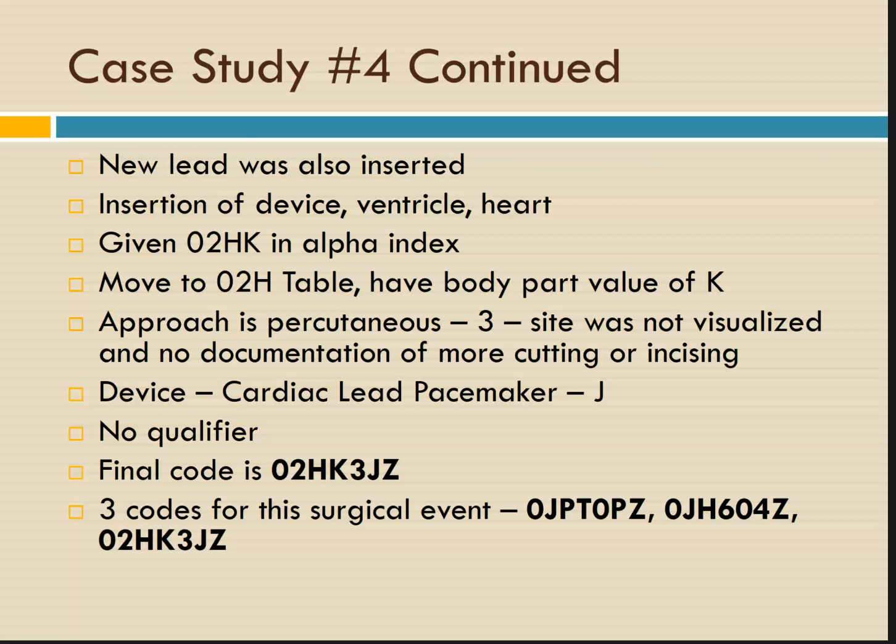Then we also have a lead. A new lead was also inserted. We're going to index insertion of device and then ventricle, because that's where those leads go. It states it was placed into the apex of the right ventricle. So we're going to index insertion of device, ventricle, and heart. We're given 02HK in the alpha. You move to the 02H table.